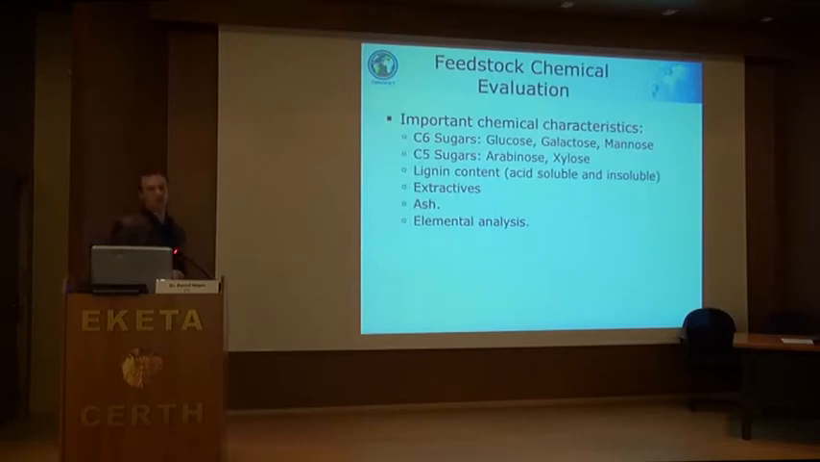What's important? Well, if we're doing a chemical hydrolysis, like in the Dibanet process, the most important properties are the polysaccharide sugars. In particular, glucose, which is mainly in cellulose, and the pentose xylose, which is in hemicellulose. And from that, we will get furfural. Also important is the lignin content, because this affects your acid hydrolysis residues, and other properties such as the ash content.